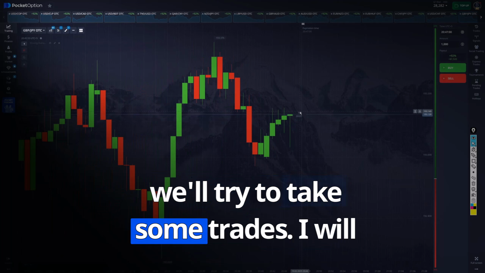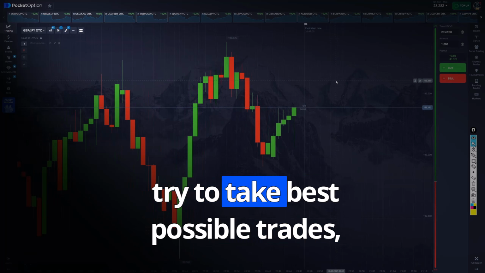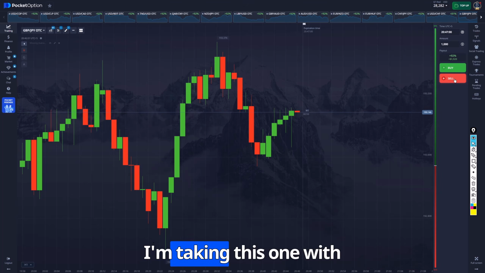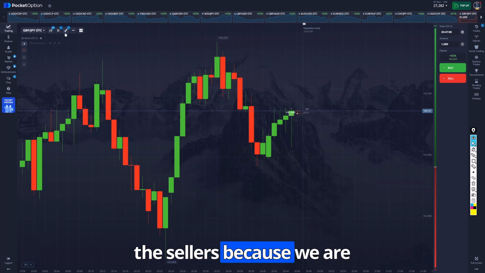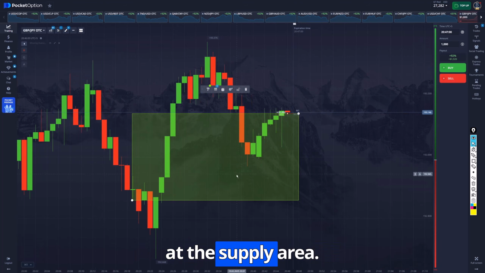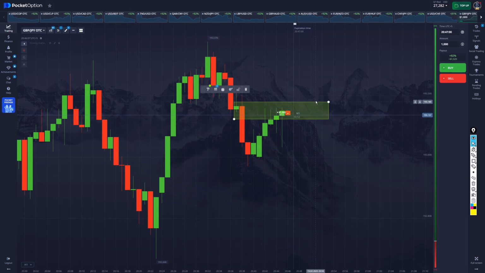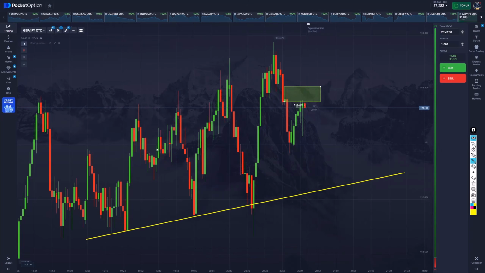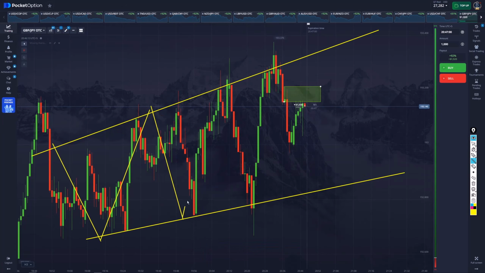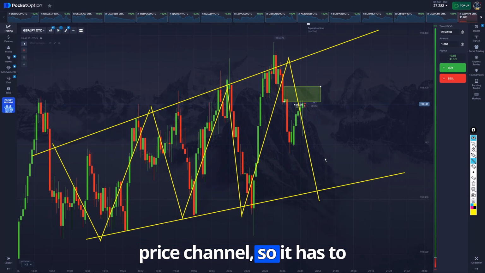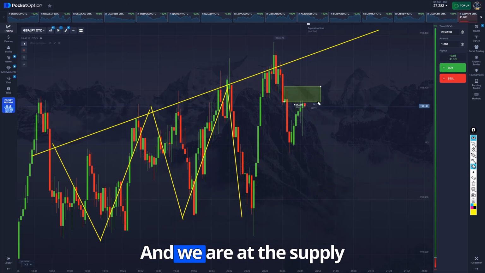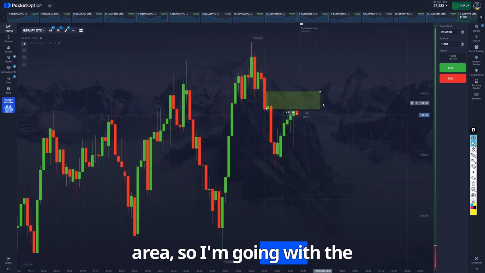Today we'll try to take some trades, the best possible trades, and the target is 100k. I'm taking this one with the sellers because we are at the supply area, and the general market movement is like this. It's moving inside of this price channel, so it has to come down and fill this area. And we are at the supply area, so I'm going with the sellers here.